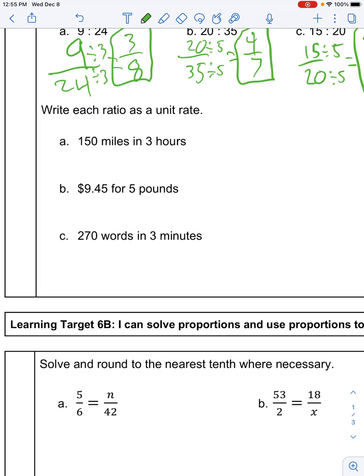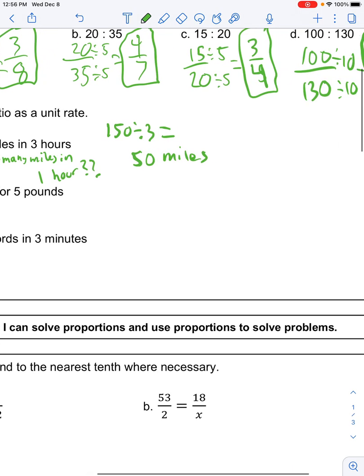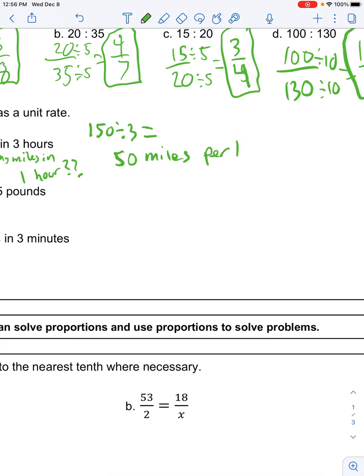Write each ratio as a unit rate. So again, if I go 150 miles in 3 hours, I want to figure out how many miles in 1 hour. So if I had 150 total, I'm going to divide by 3 and find that my answer is 50 miles per hour.